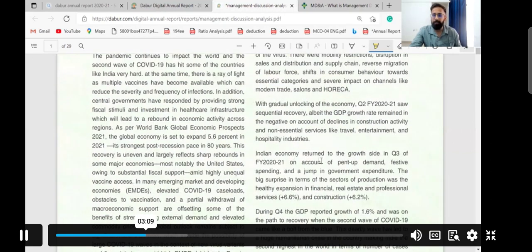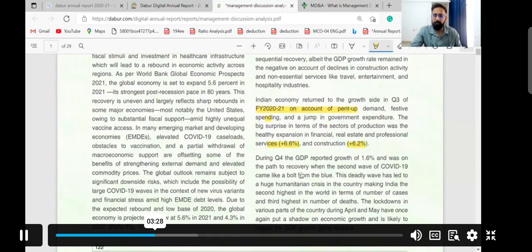The Indian economy returned to the growth side in Q3 of financial year 2021 on account of pent-up demand, festive spending, and a jump in government expenditure. The big surprise in terms of scenario, production was healthy, with expansion in financial, real estate, and professional services, right? So you can see there was growth in Q3. During Q4, it reported growth of 1.6% and was on the path of recovery when the second wave of COVID-19 came like a bolt from the blue. Definitely, it was disastrous, right?